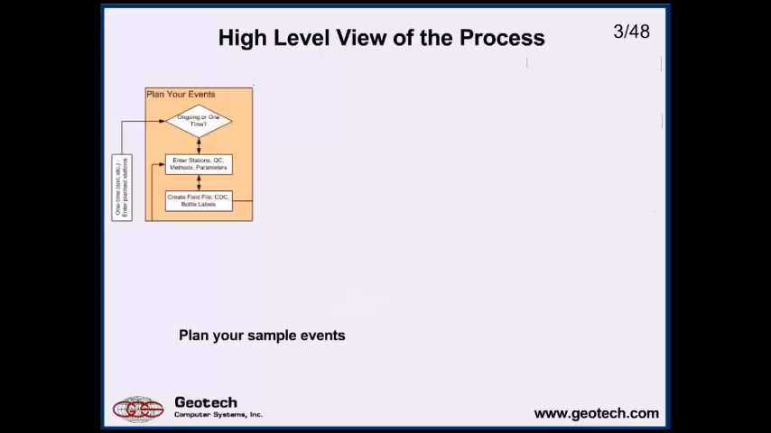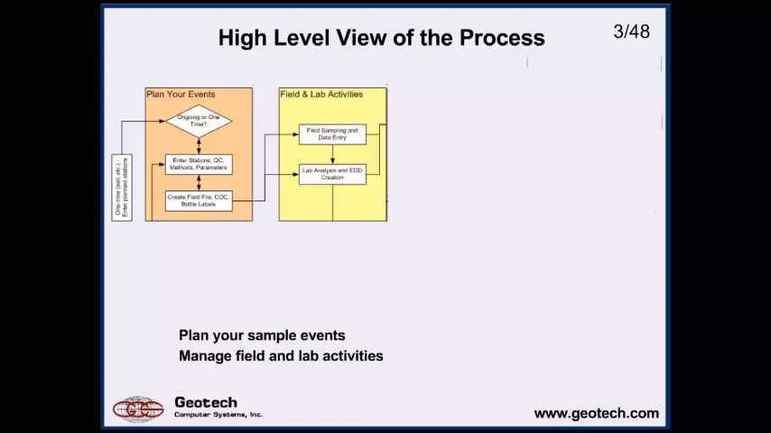So starting at the top, you're going to plan your sample events. This is assuming you have some kind of a system in place. Are they one-time or continuous? Then you're going to maybe create a field file, chain of custody, bottle labels and such. You're going to want to have your locations entered if it's an ongoing thing like monitoring wells. If it's not, then out in the field you'll be establishing your locations for soil borings and things like that.